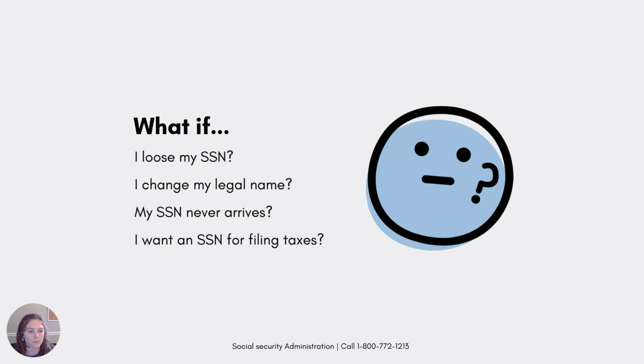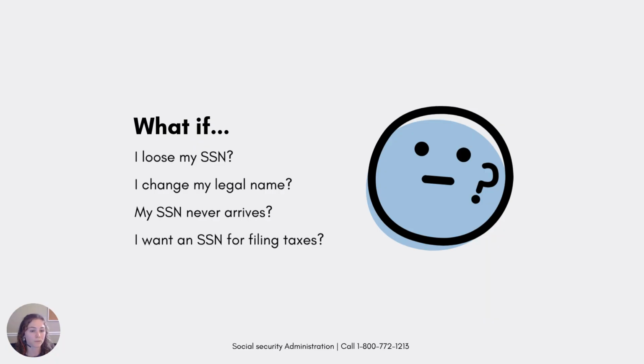All right, so a couple final things are some what ifs. So what if I lose my social security number? In the case that you lose your social security number, since it is for life, you will still keep that number, but you will need to go back to the SSN office and apply for that physical card again. The same would be if you change your legal name. So again, your number is going to be the same since it's assigned to you for life, but you'll want your physical card to reflect the name change, and so you'll need to go directly to the office again.